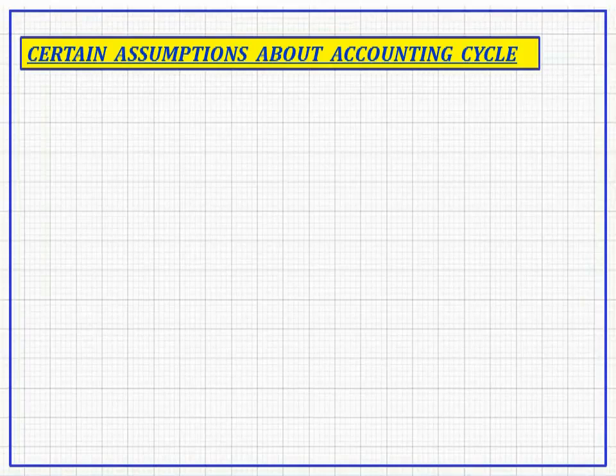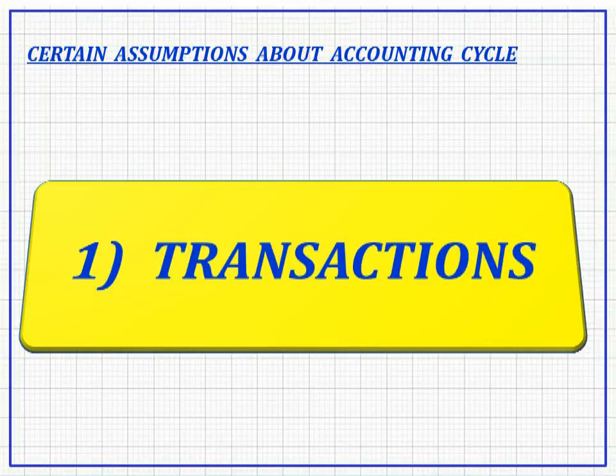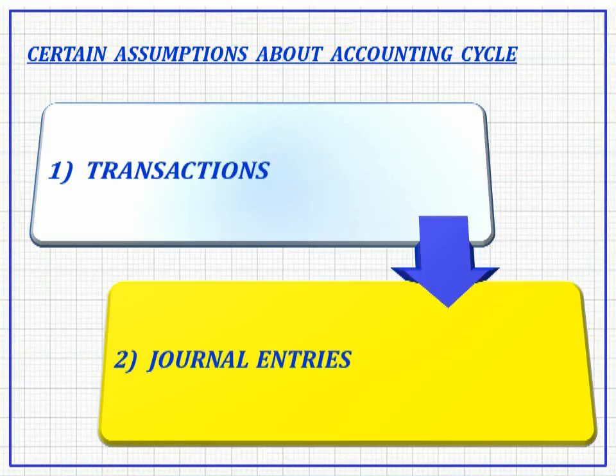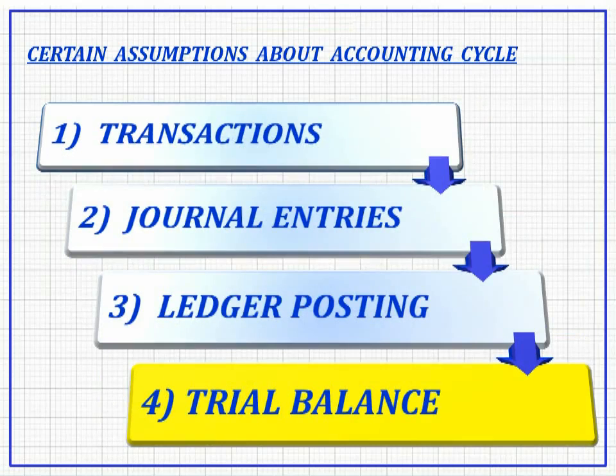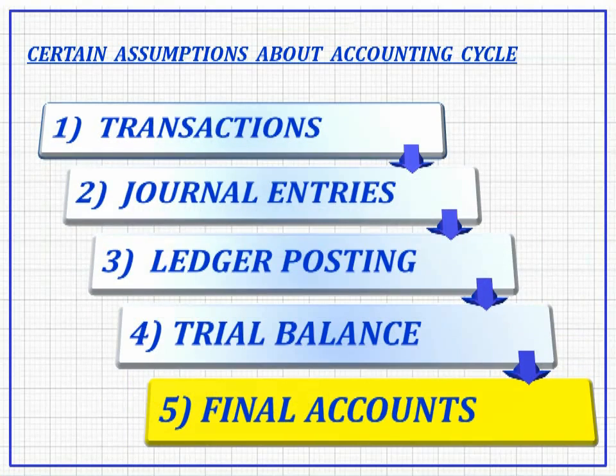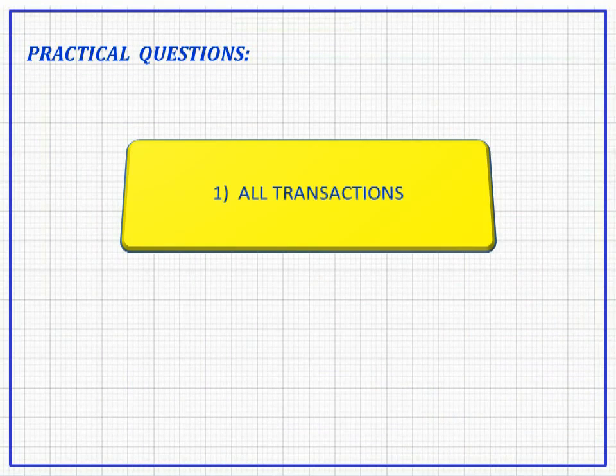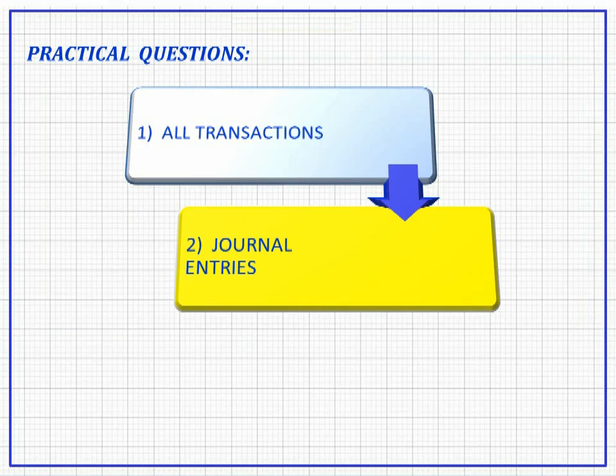First of all, transactions are converted into journal entries, and journal entries are converted into ledger posting, and on the basis of ledger posting, trial balance is prepared. On the basis of trial balance, final accounts are prepared. It means in our questions, all transactions will be converted into journal entries, and after that, ledger posting will be done.